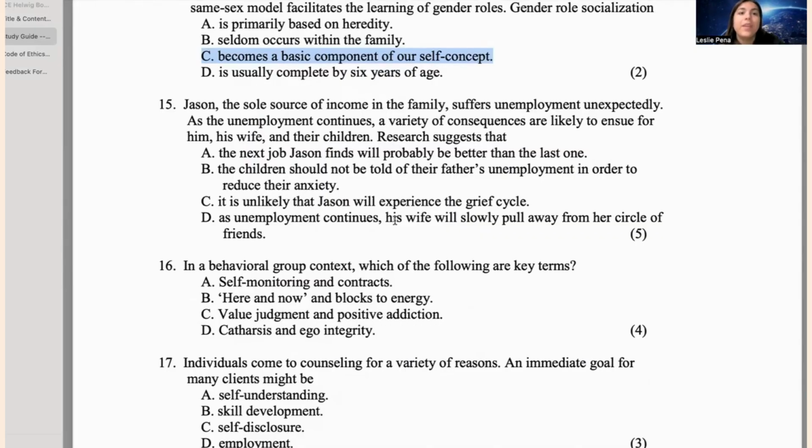Number 15. Jason, the sole source of income in his family, suffers unemployment unexpectedly. As the unemployment continues, a variety of consequences are likely to ensue for him and his wife and their children. Research suggests that what? This one's actually really interesting, but if you think about it, it makes sense. So the answer to it is D. As unemployment continues, his wife will slowly pull away from her circle of friends.